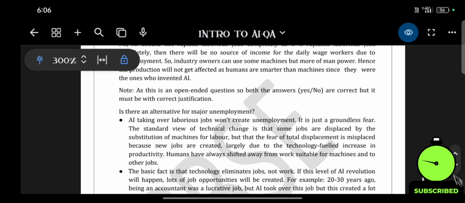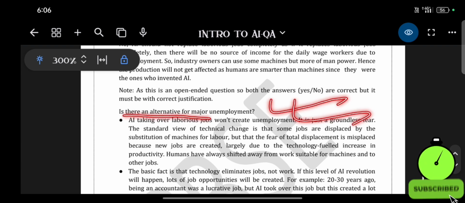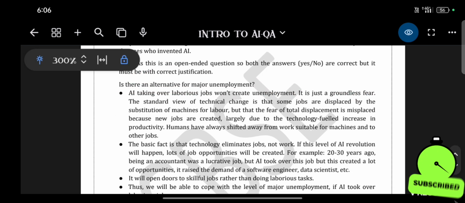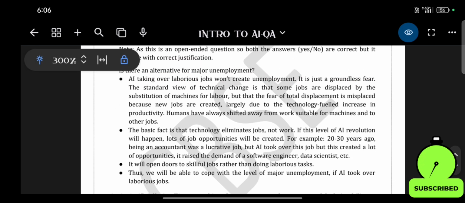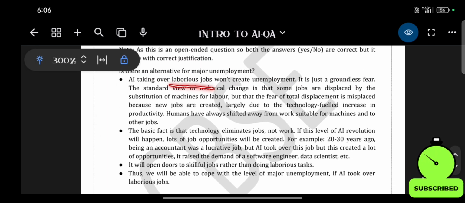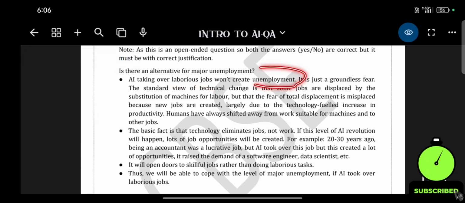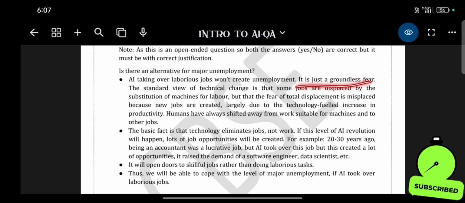Is there an alternative? The second part of the question: is there an alternative for major unemployment? Yes. So what are those? AI taking over laborious jobs won't create unemployment. No, it will not create unemployment. It is just a groundless fear.